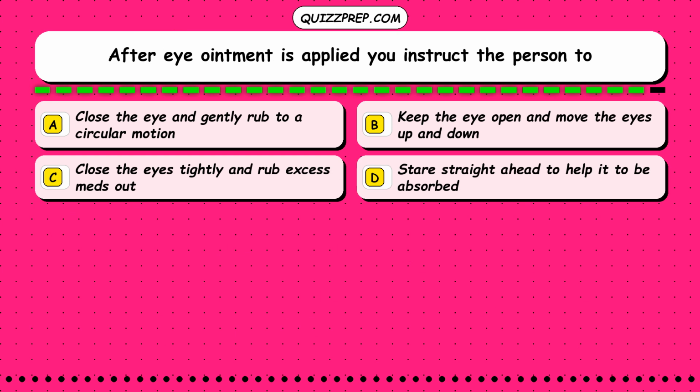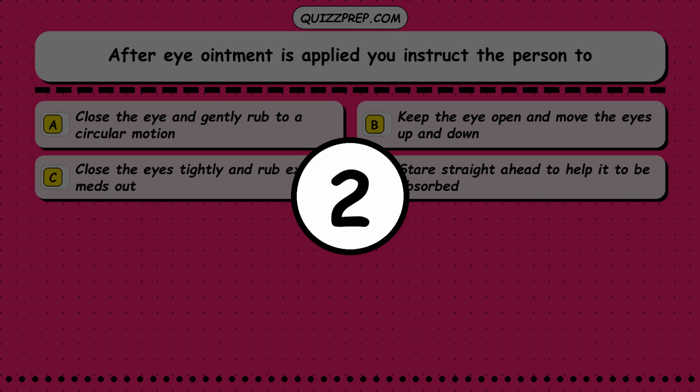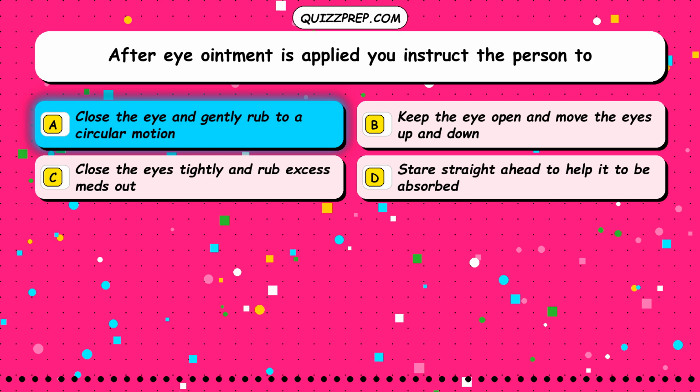Question 230. After eye ointment is applied, you instruct the person to: Option A. Close the eye and gently rub in a circular motion. Option B. Keep the eye open and move the eyes up and down. Option C. Close the eyes tightly and rub excess meds out. Option D. Stare straight ahead to help it to be absorbed. The correct answer is option A. Close the eye and gently rub in a circular motion.